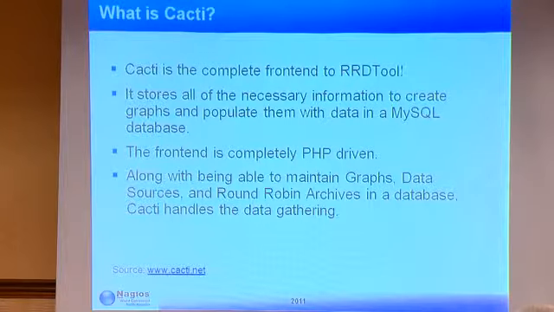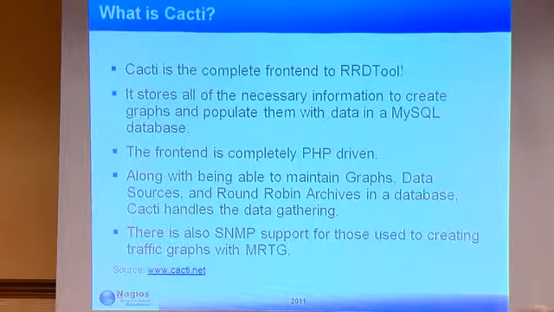Along with being able to maintain graphs, data sources, and round-robin archives in a database, Cacti handles all the gathering. So we have a poller infrastructure. This is all solicited data. There's not much unsolicited, but you'll see some very interesting things as we move along here. Certainly there's not enough time to cover everything. When I do Cacti training, it's usually five days a week, solid. There's also SNMP support for those who use traffic graphs, for example.